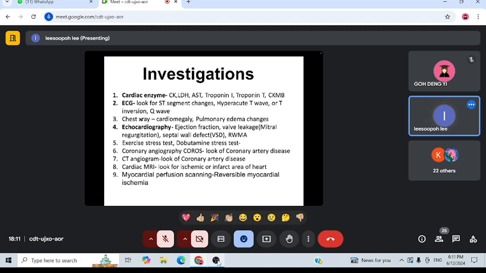Chest X-ray, in particular, you want to look for pulmonary edema, which is a heart failure change. You want to look for the heart size from the cardiothoracic ratio.